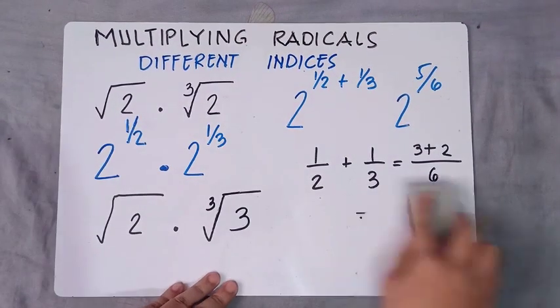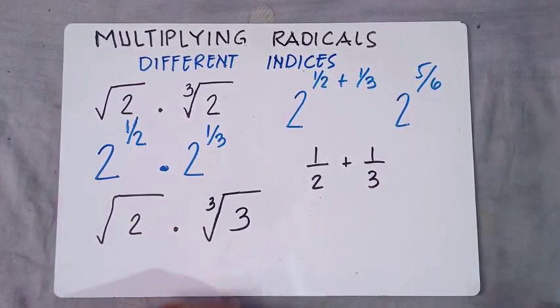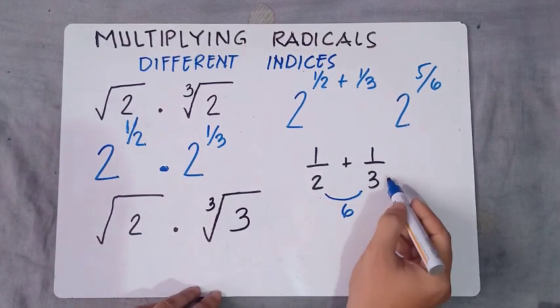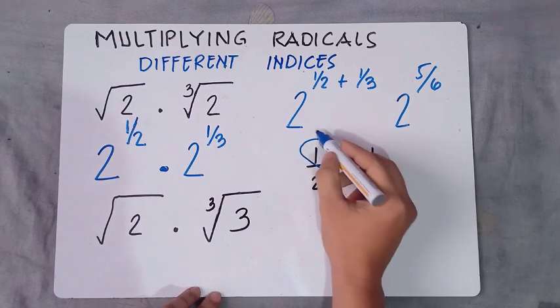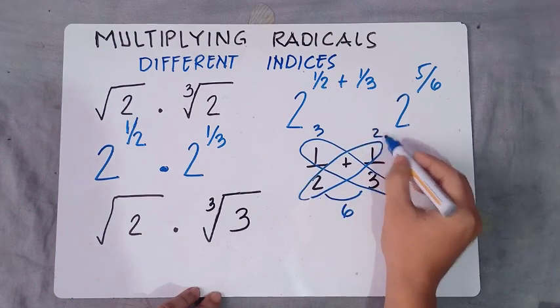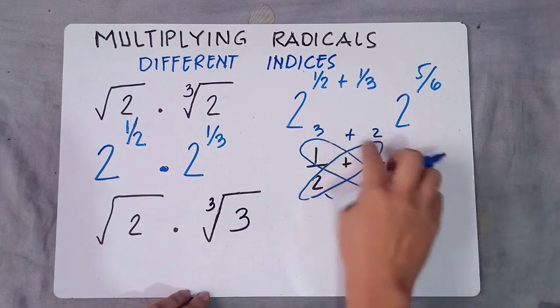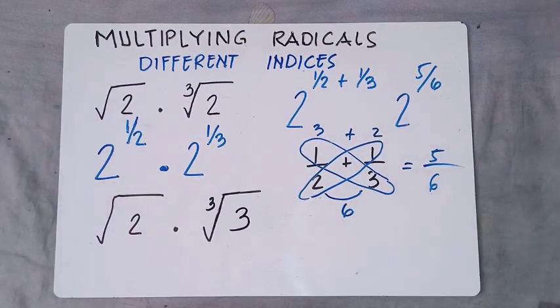Now, you can also add 1/2 plus 1/3 using the butterfly method. 2 times 3 is 6. You get the product of 1 and 3: 1 times 3 is 3. You get the product of 2 and 1: 2 times 1 is 2. Then you add: 3 plus 2 is 5. Copy 6. Same answer, 5 over 6.